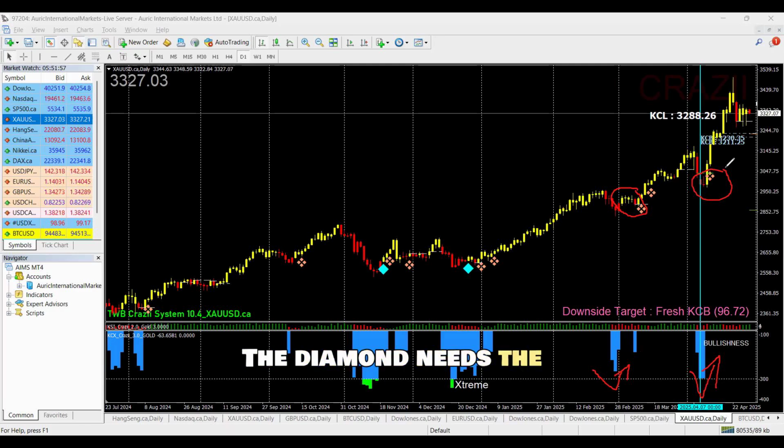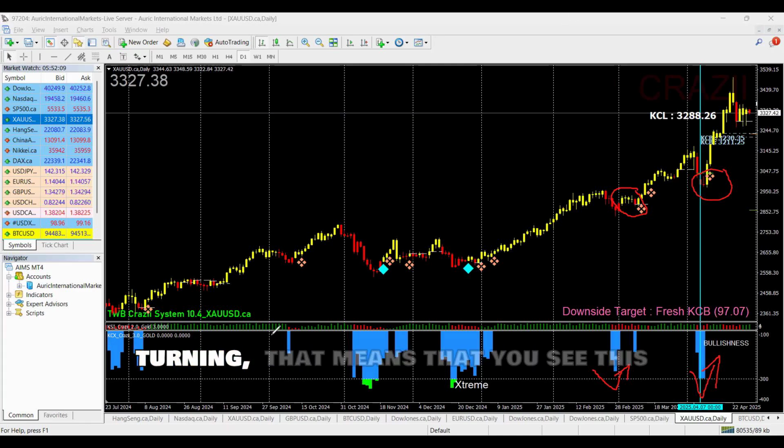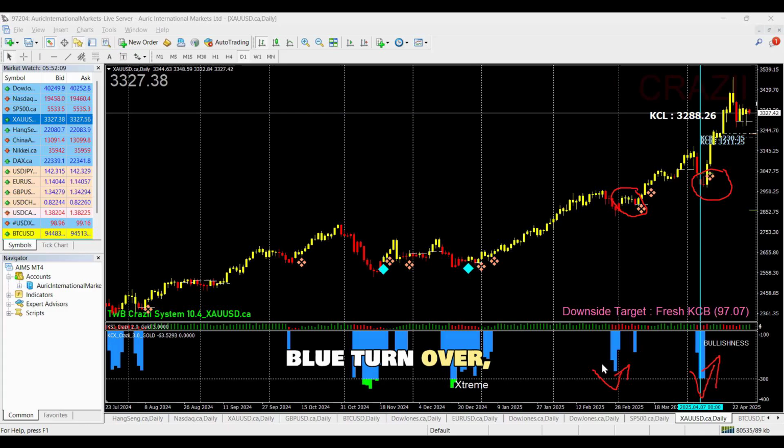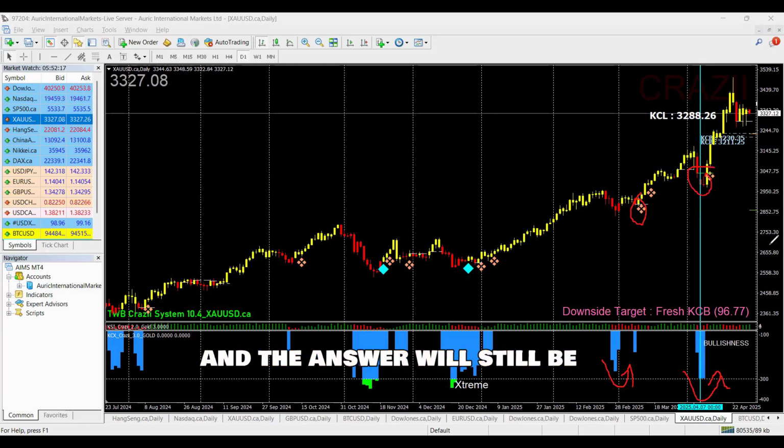The diamond needs the KCX to turn green first, then the color change from red to yellow, then the diamond appears. But if the market is generally bullish, the KCX is hard to read. So when you see this blue turnover, you just look for the next red-to-yellow change to buy, and the answer will still be the same. All right, got it, guys? If you got it, press number 11 right now.